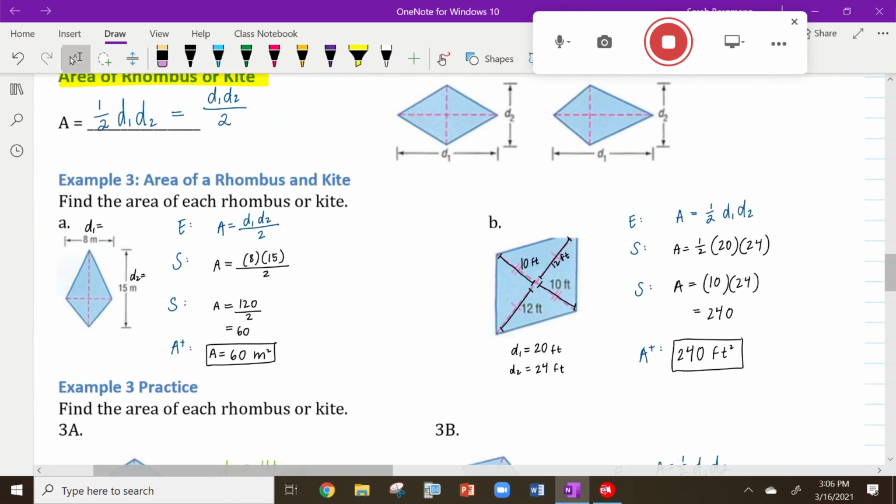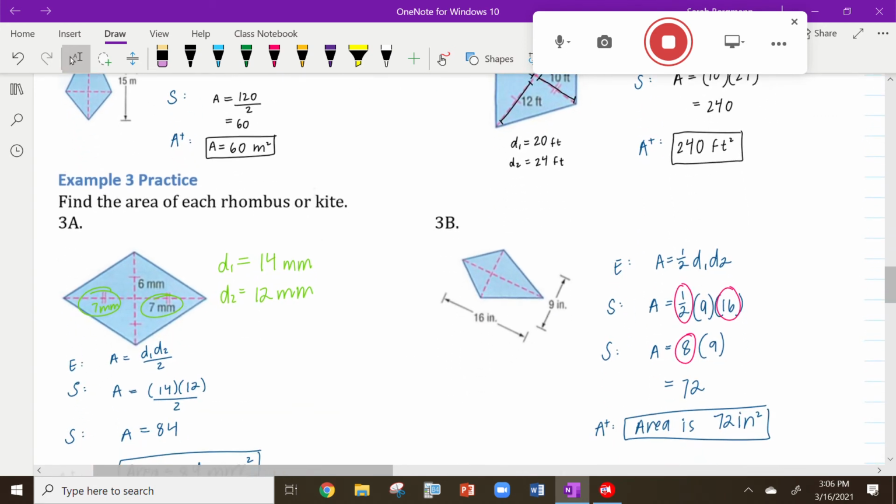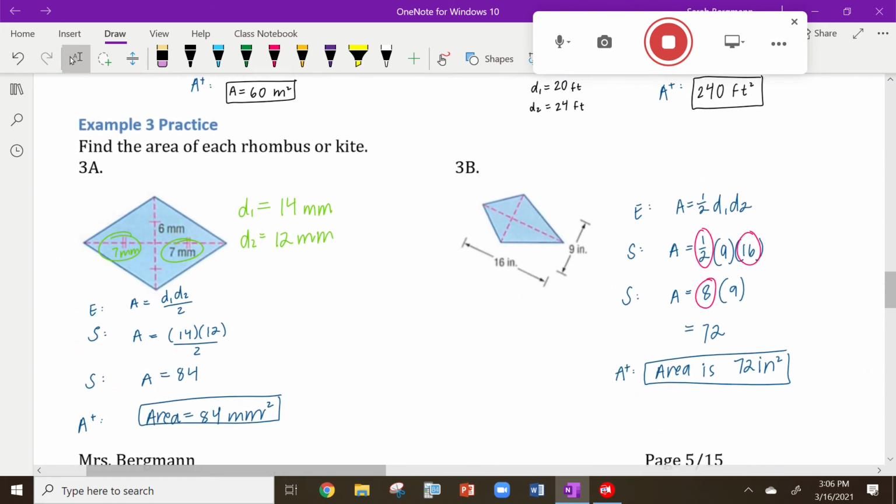All right, there are some practice problems for you below. Here are the correct answers.